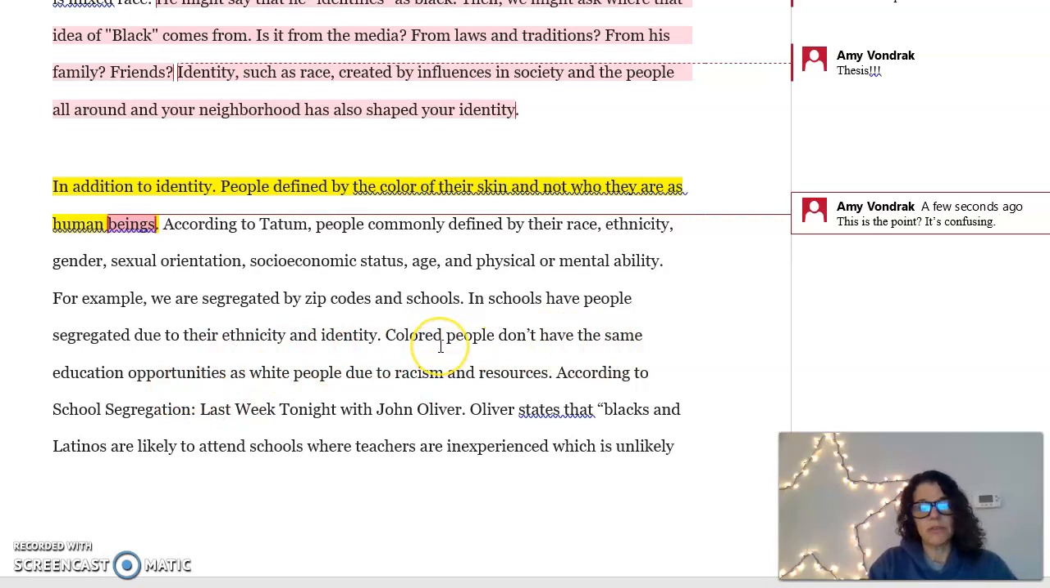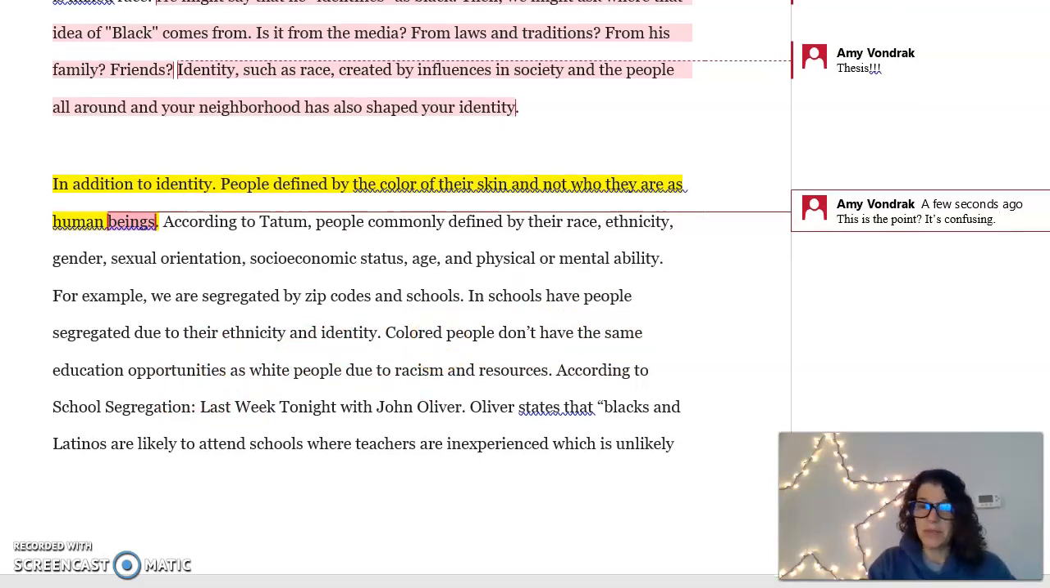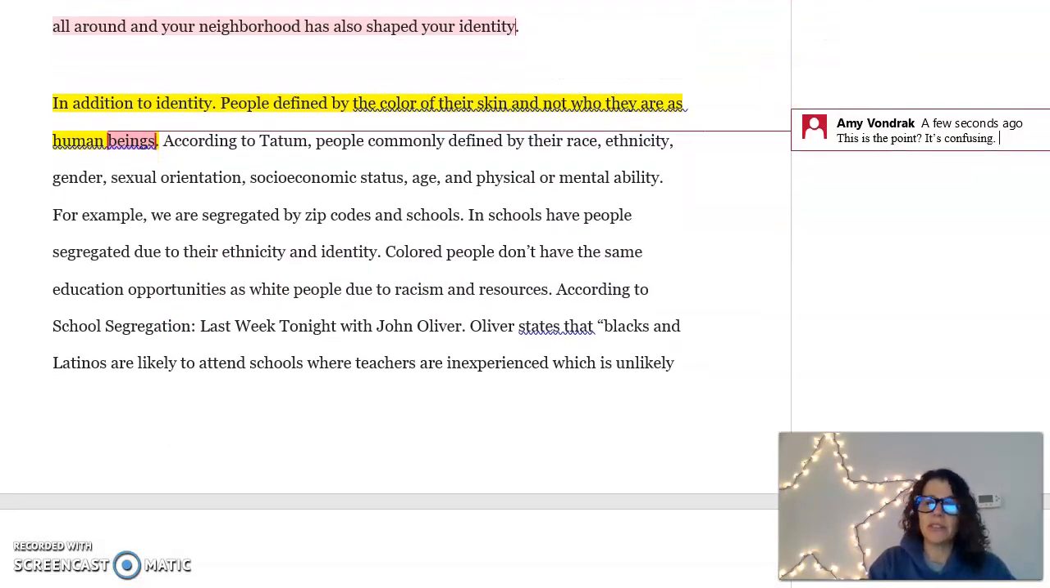By the way, we don't really use the phrase colored people anymore. It seems to be sneaking back into our language. We talk about people of color. Colored people is very kind of 1950s and it's a little cringy. "So anyway, colored people don't have the same education opportunities as white people due to racism and resources."